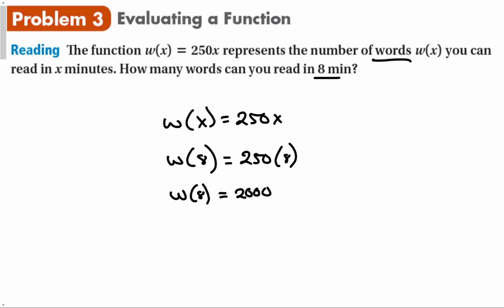Now, I've seen this a bunch of times. That is not correct. Once you get to this point, you're done. This is the input, that is the output. If you want to read this in terms of this problem, this means you can read 2,000 words in 8 minutes. If I want to write this as a pair, 8 would be my input, 2,000 would be my output. This is my x value, that is my output, my y value, in this case represented in function notation by w of x. Let's look at another one of those.